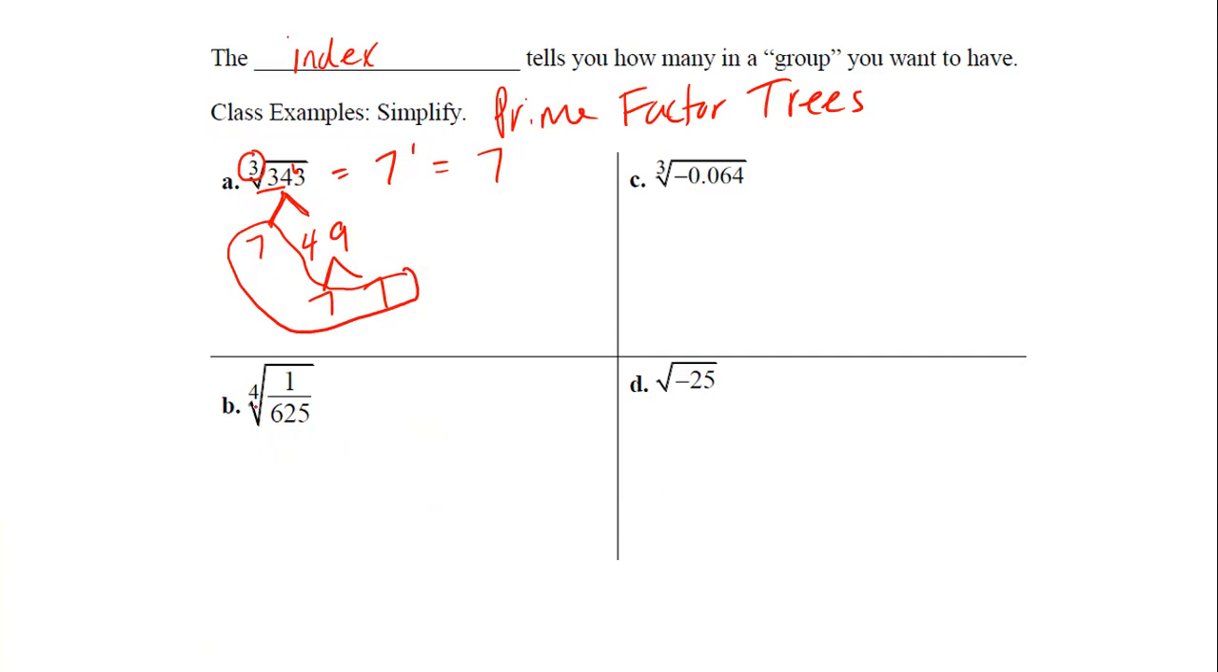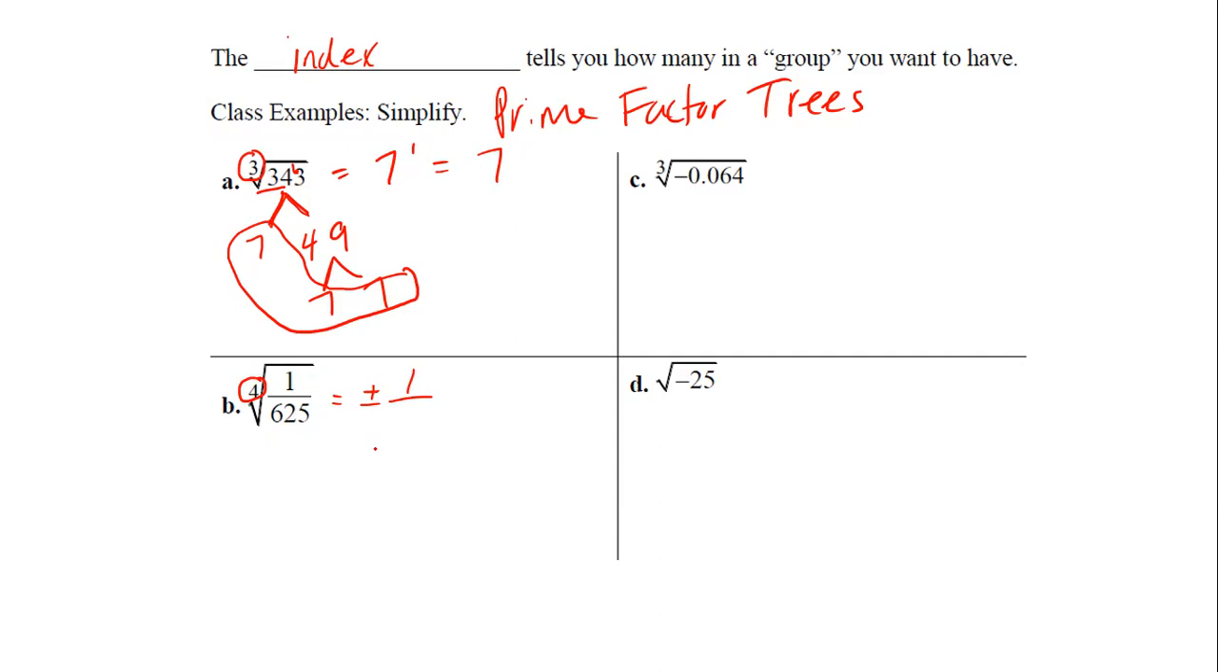Okay. So notice here we have the 4th root. So our index is 4. So that means I want to make groups with how many in them? 4. Okay. Now, any root of 1 is going to be what? 1. So I know that it has to be a 1. Does that make sense? Because my index is even, I know that it's going to be a plus and a minus. I'm going to have a positive solution and a negative solution.